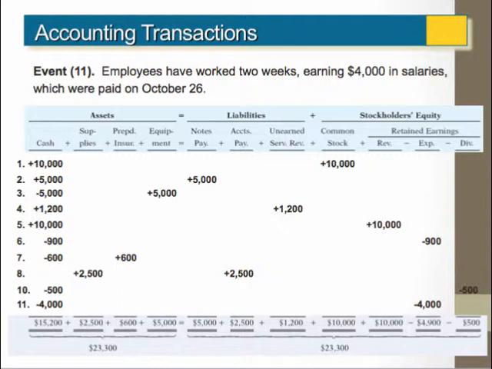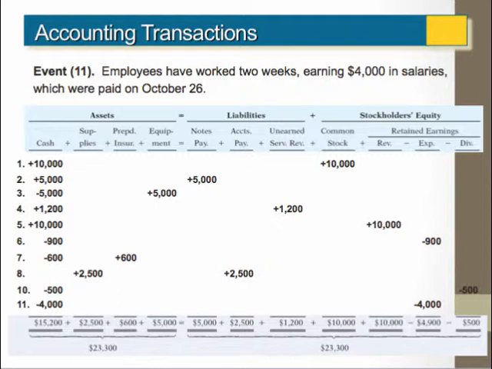Once we've recognized all the events as accounting transactions, we can total up the columns and then accumulate all the asset columns and compare them to the liabilities plus stockholders' equity columns. If I was to add all the assets together, I come up with $23,300. If I take all the liabilities and stockholders' equity accounts, we come up with the same value. So we know that we have posted the transactions to our worksheet properly so that we can now create a financial statement.